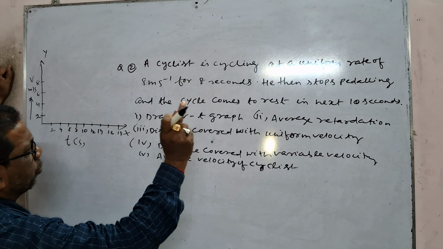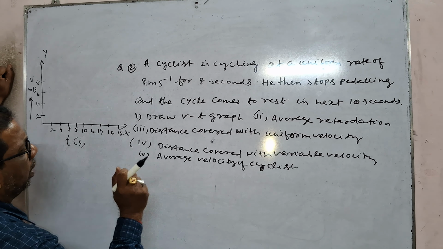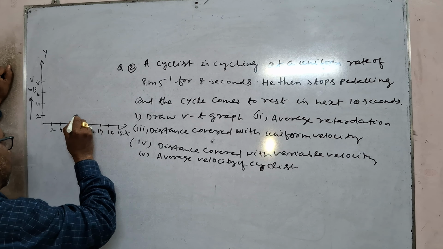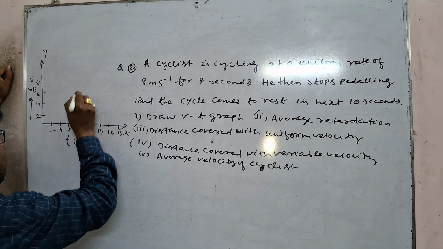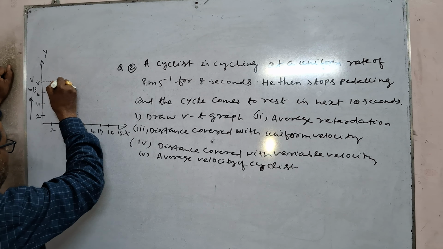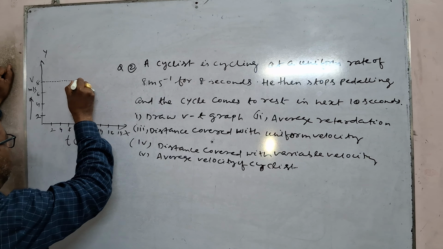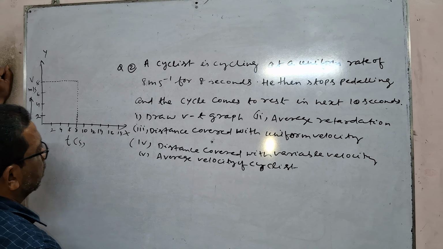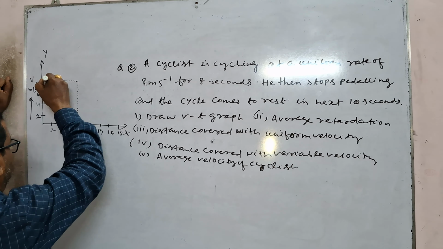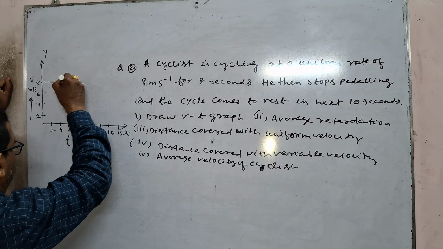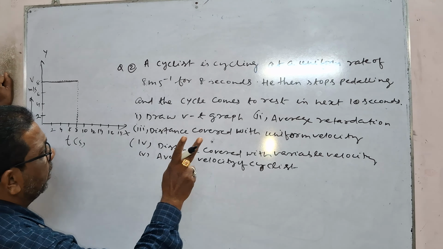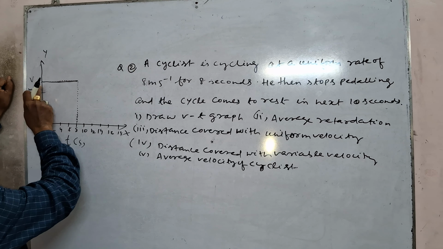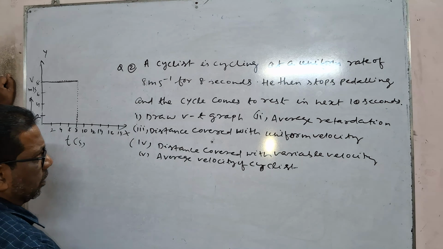The cyclist is cycling at a uniform rate of 8 meter per second for 8 seconds. Up to 8 seconds, he travels with the same speed, which means his speed does not change. That is uniform motion. Up to 8 seconds, his speed remains constant at 8 meters per second.